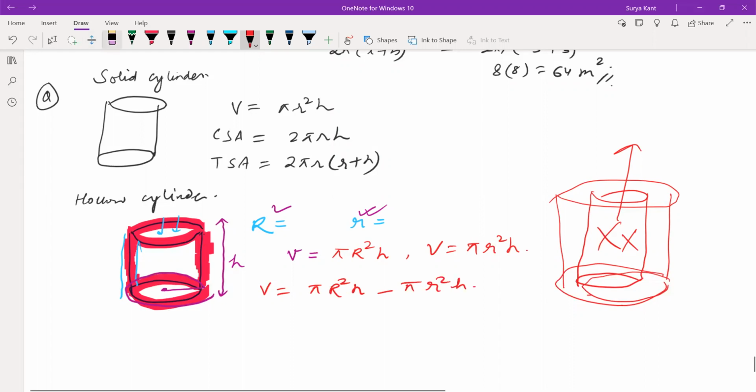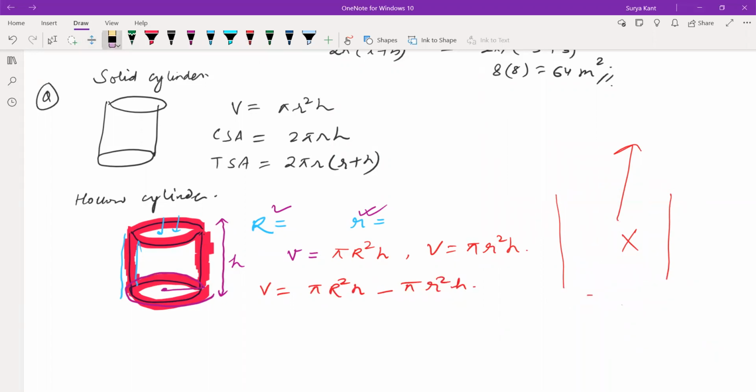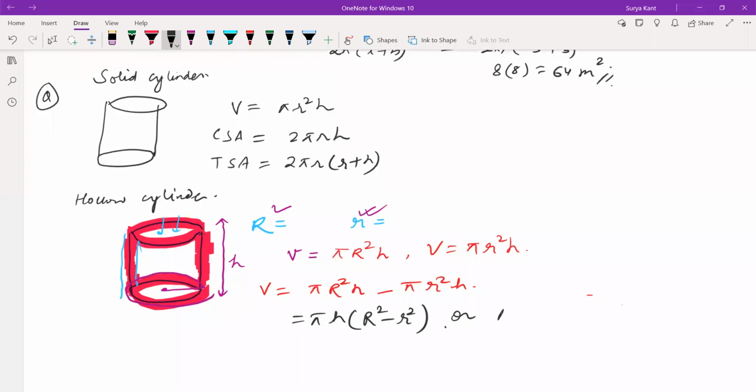Correct. So what can we write finally here? Finally, we can write it as pi and h common. You can write pi h into capital R square minus small r square. Or one more thing you can write: pi h into R plus r into R minus r. It's clear to you? Yes, sir, clear.